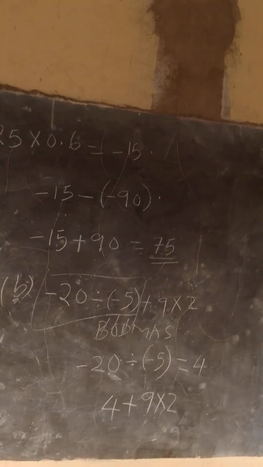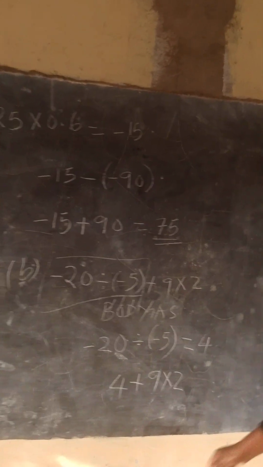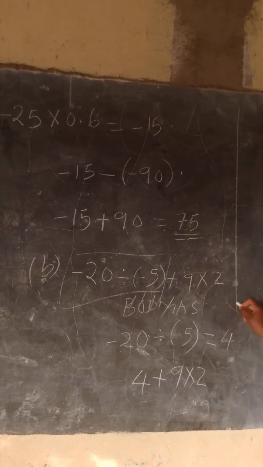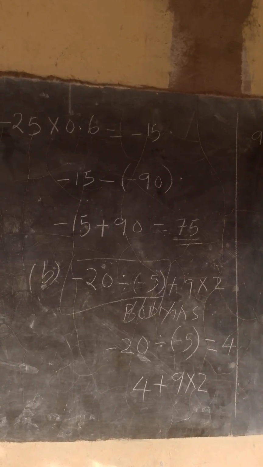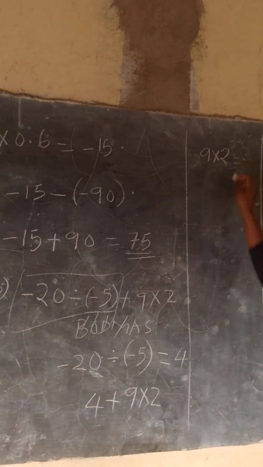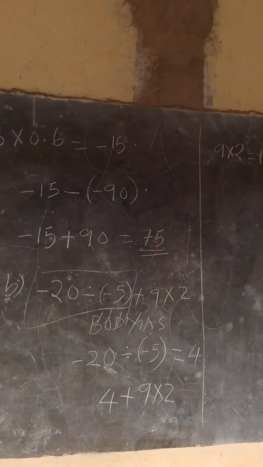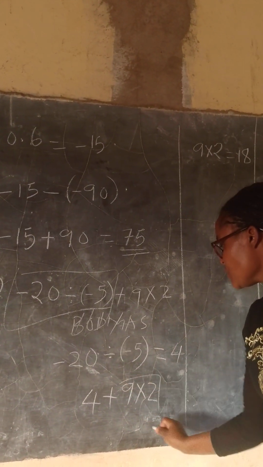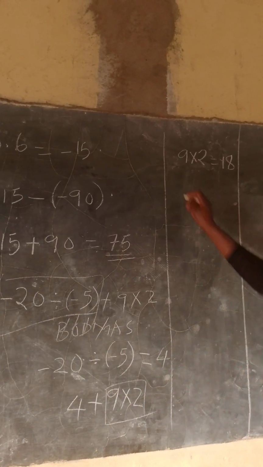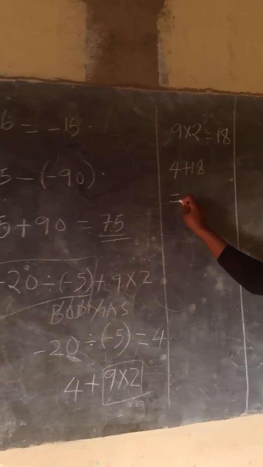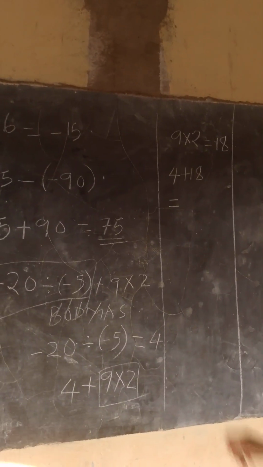From there we go to multiplication. And this multiplication is 9 times 2. What is 9 times 2? 18. Yes, and then we substitute this with 18, which is 4 plus 18, which should give us 22.